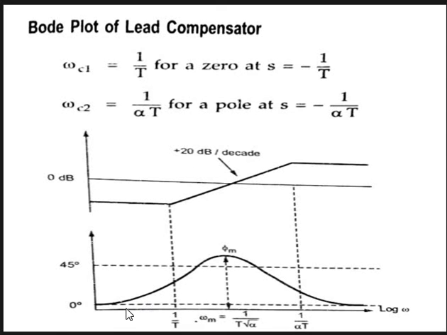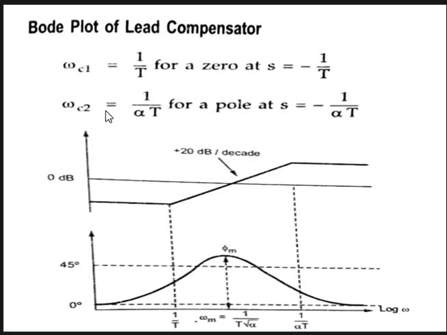Now the phase plot. The phase plot is like this. At omega m, the phase is at maximum, where omega m is 1 by T root alpha. So it starts at 0 and ends again at 0. The maximum value is reached at omega m, which is equal to 1 by T root alpha. So this is the Bode plot for the lead compensator.